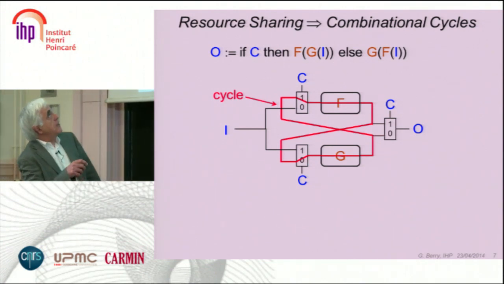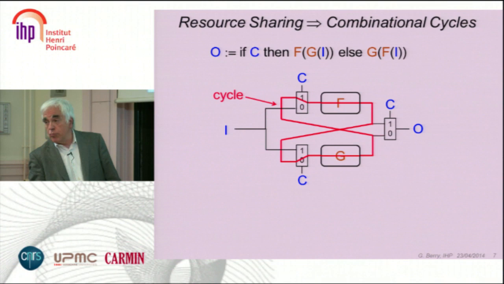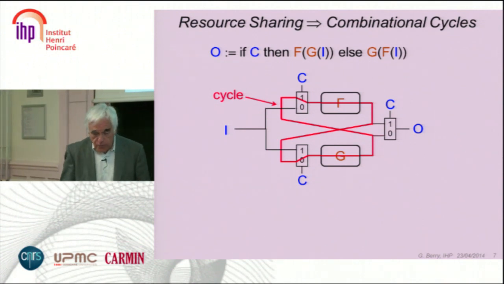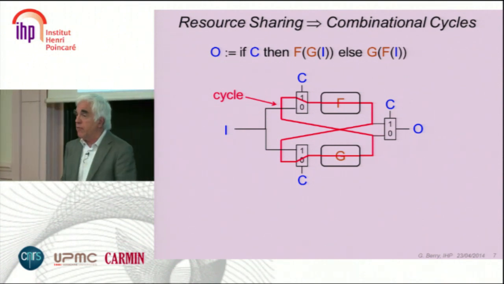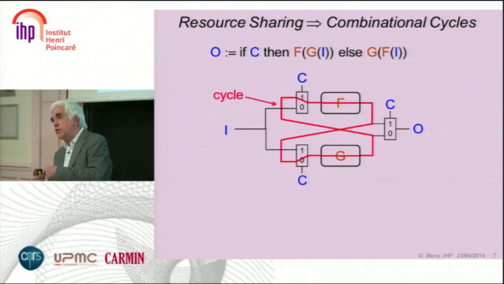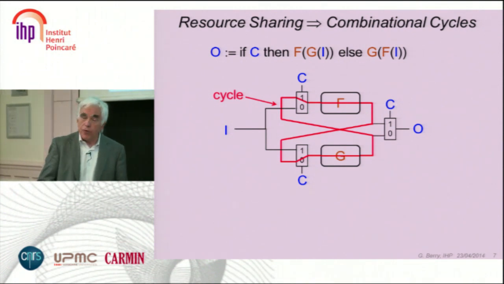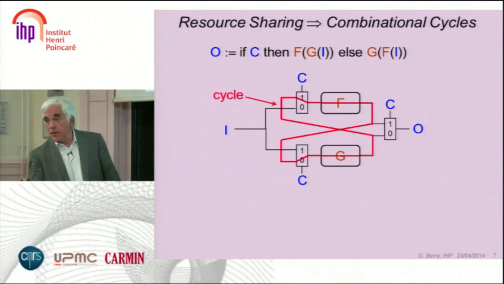So I mentioned this circuit here, which is generated by sharing f and g between these two subterms. And if you don't share, you have to duplicate f and g. And if you take fgh, you have to triplicate each of them, and so on, or more than that. And you will have the exponential design.